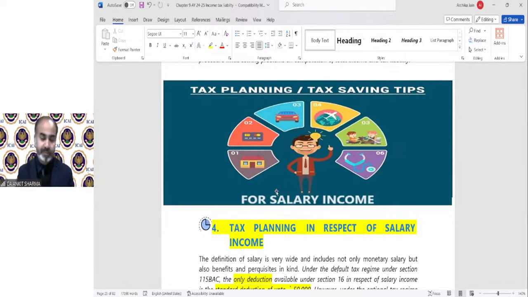So for those exemptions, like an insurance policy: if a life insurance policy is paid by the employer, it will be a perquisite and it will be taxable in your hand as an obligation of the employee met by the employer.